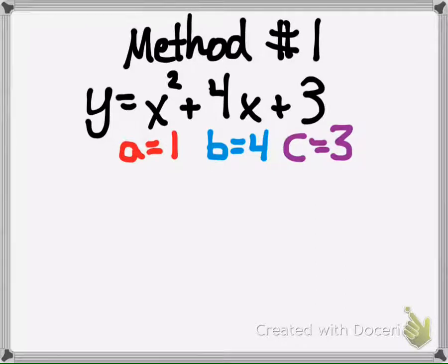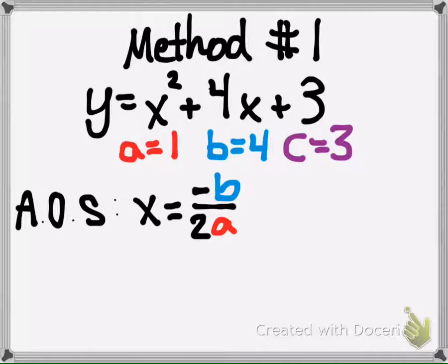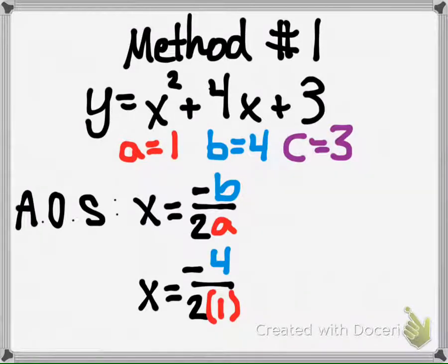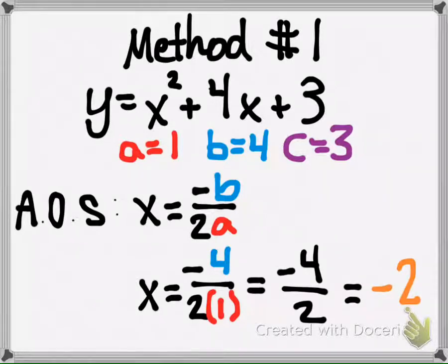Now that I have this, I'm going to try to find my axis of symmetry. The axis of symmetry is the x value for which my parabola reflects itself. Because our axis of symmetry is the x value of my vertex, I need to calculate this. I can do so by using the equation x equals negative b over 2a. Plugging in my a and b, I get x equals negative 4 over 2 times 1, which simplifies to negative 4 over 2, which simplifies to negative 2.